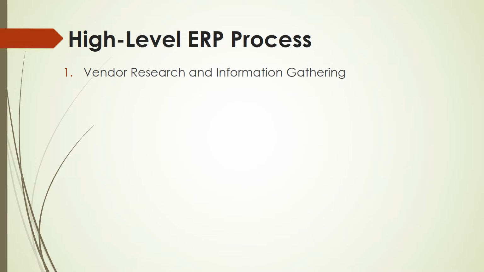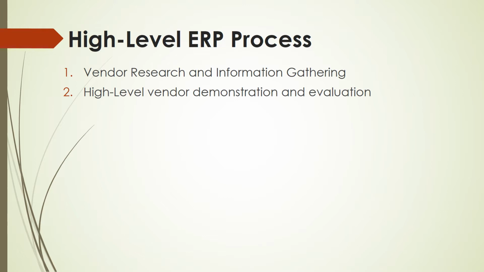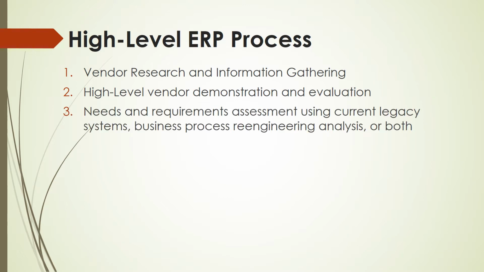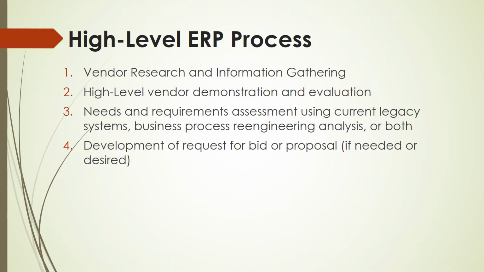First step, vendor research and information gathering. The second step, high-level vendor demonstration and evaluation. For the third step, needs and requirements assessment using current legacy systems, business process reengineering analysis, or both. For the fourth step, development of requests for bid or proposal if needed or desired. Number 5, send the request for bid to vendors.